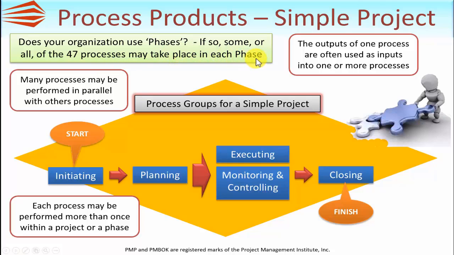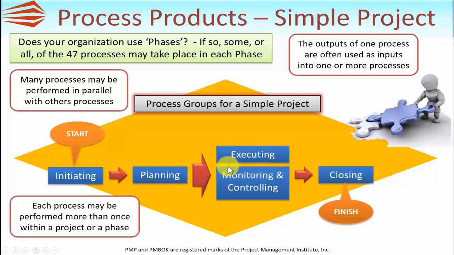But keeping to a simple project example, as in here, and reminding you of what I've already said, in that many processes may be performed in parallel, used iteratively, along with other processes. So how would these look if you applied the PMBOK guide processes to a simple project? Well, you'd start the project off, you would use the initiating process group, that would then lead to the planning process group, producing the project management plan, of course, and then you're into executing and monitoring and controlling. I've shown this in parallel because that's often how it would occur.